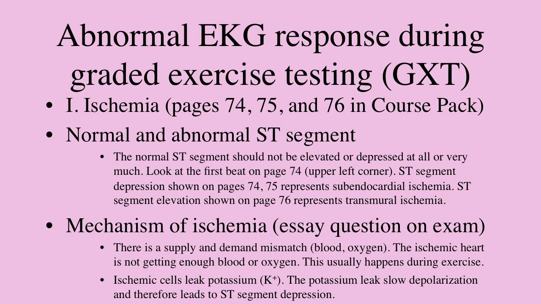And there's a lack of blood flow and therefore oxygen. So if you look at page 74, you can see throughout, going from left to right, that the ST segment continues to get quite depressed. And that's a classic example of subendocardial ischemia. If you look at the bottom example on page 74, you can see at rest that there's actually a little bit of normal elevation of the ST segment, and that's within normal limits at rest. But then during exercise, you have quite a bit of very significant ST segment depression on page 75.